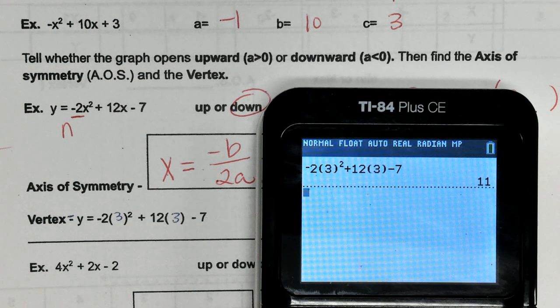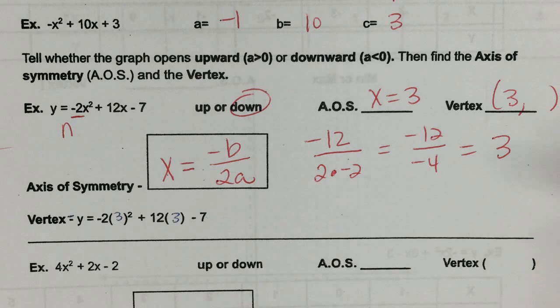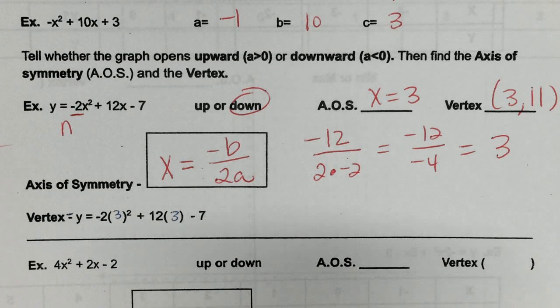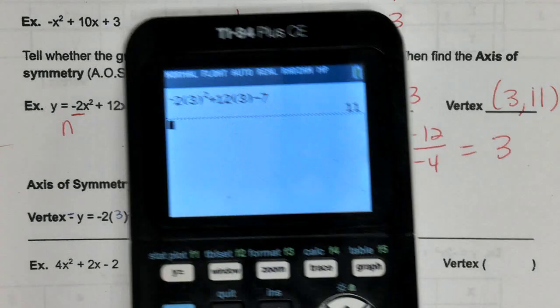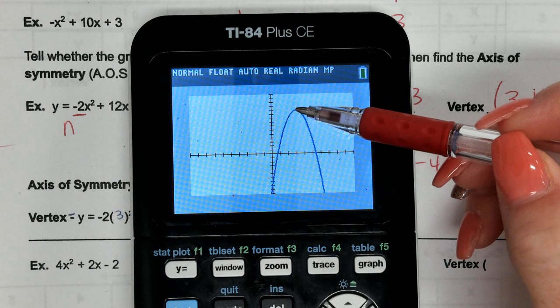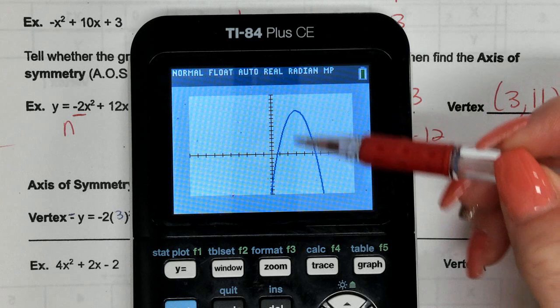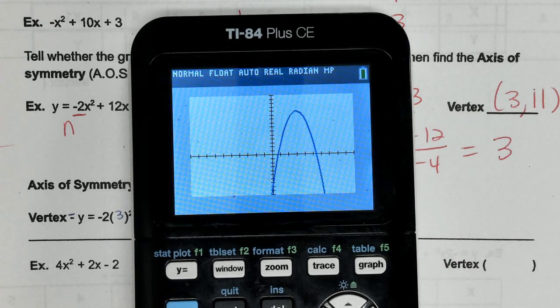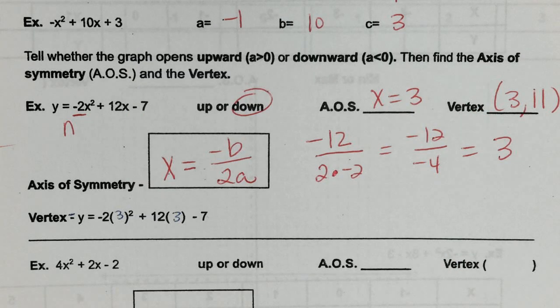All right, did everybody get it? What is the y? 11. And you can see in my graph that it is at y equals 11. The axis of symmetry is x equals 3, so the vertex is (3, 11). All right, the next question.